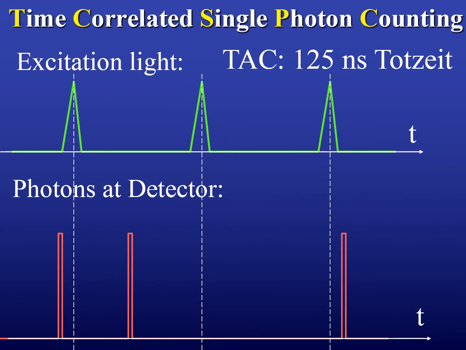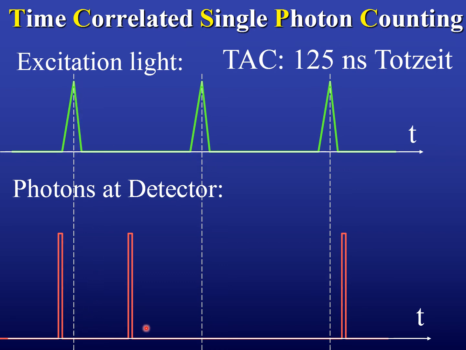So maybe the most well-known technique is called time correlated single photon counting. What I've shown you here is that the excitation light is given by a pulsed laser with a regular pulse interval. If you have, for example, an 80 megahertz laser, then every, I don't remember exactly, 12.5 nanoseconds or so, you get a pulse of excitation.